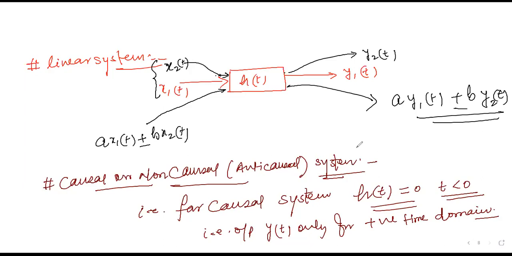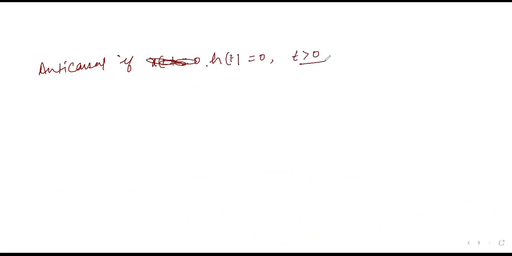Or we can say anti-causal if h of t equal to 0 for t greater than 0. Okay, it means it only exists for the negative time domain.